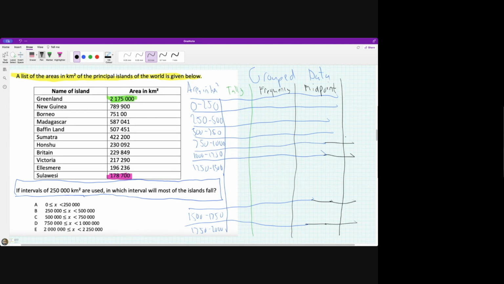In fact, we're going to take a break, and I'll come back to this after our break. But give me a thumbs up if you followed what I've done so far. Give me a thumbs down if you have no idea what I'm doing in terms of organizing my data now, because I want to go from a list into a grouped data table.